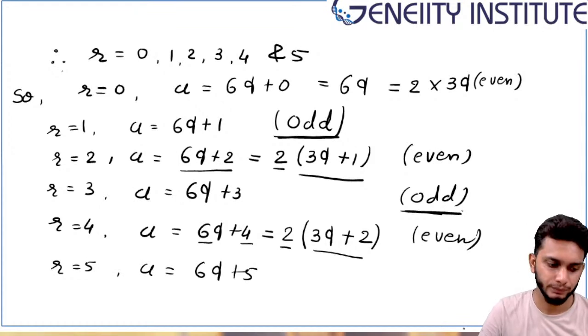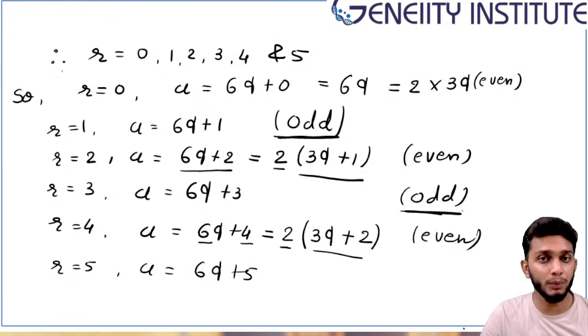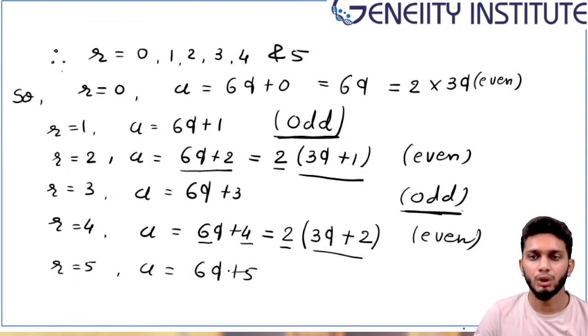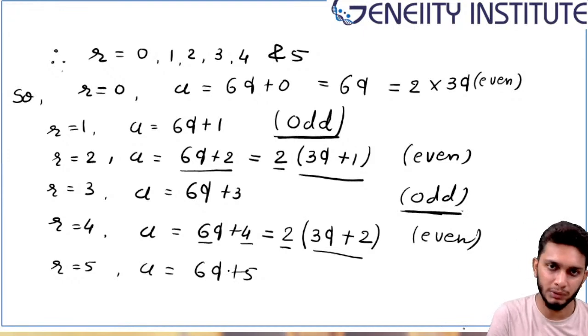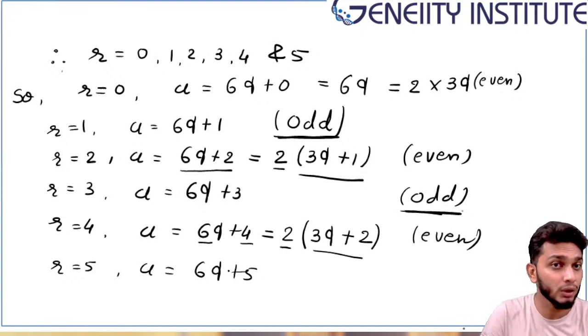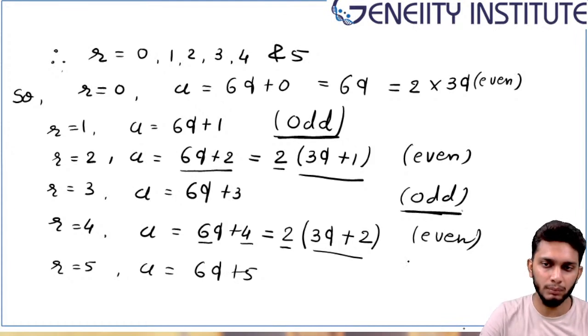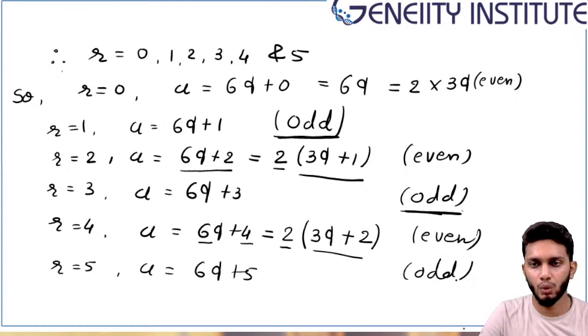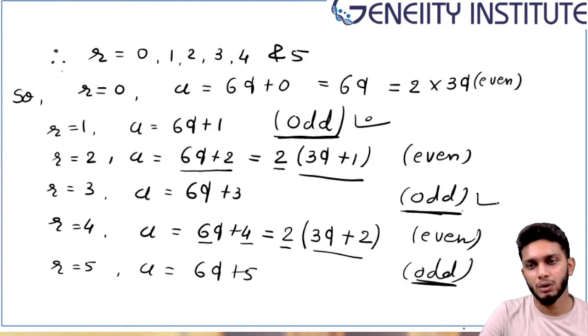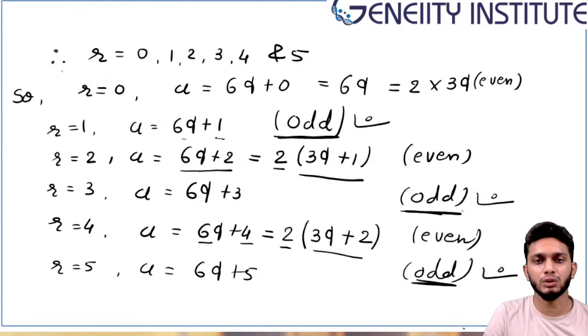Now next, when you take r is equal to 5, a is written as 6q plus 5. Okay, 6q plus 5, we can't take 2 common, we can't write it as a product of 2. हम इसमें से 2 भी कॉमन नहीं ले सकते, उसको 2 के प्रोडक्ट में भी नहीं लिख सकते, तो ये क्या हो गया, ओड नंबर। ओड नंबर एक, ए ओड हुआ, देखो ए ओड हुआ, तो 3 ओड हुए। कौन कौन से, 6q plus 1, this is 6q plus 3 and this is 6q plus 5.